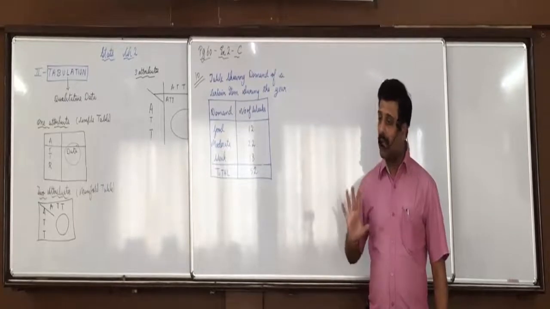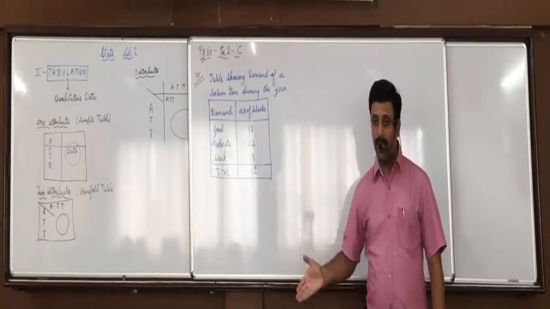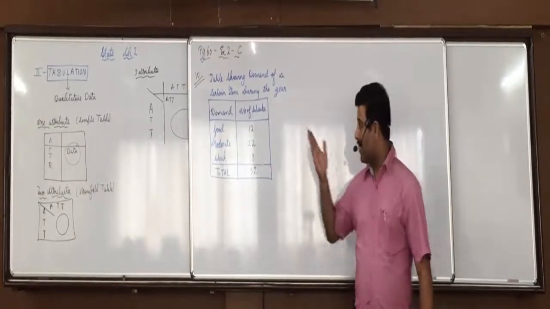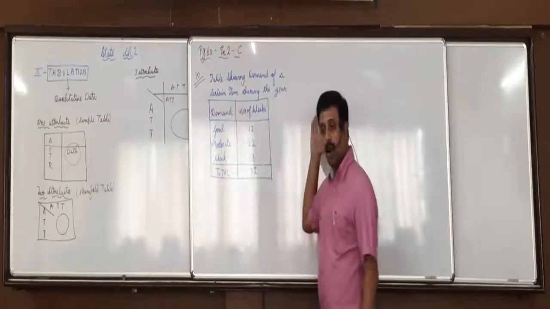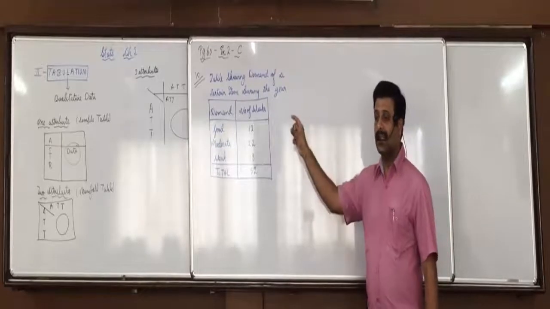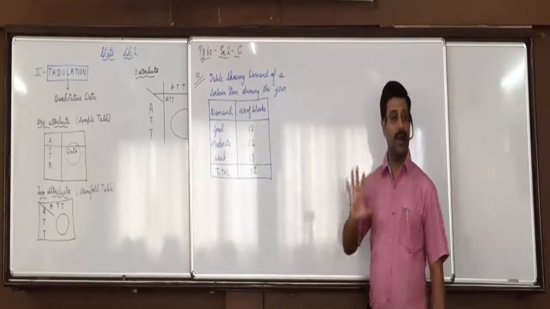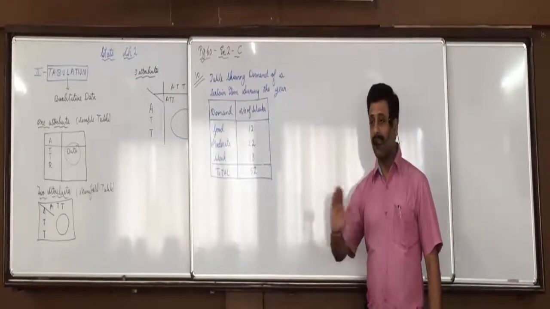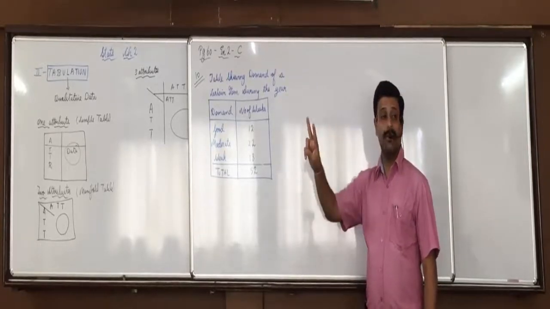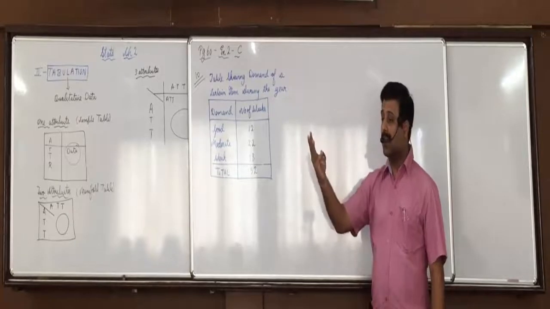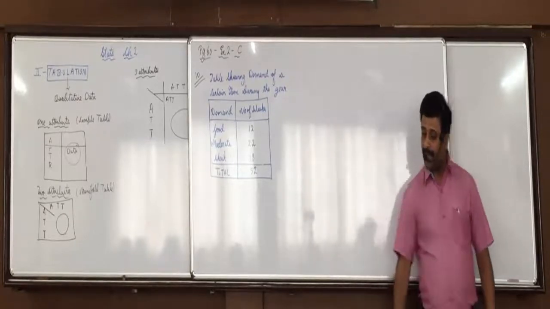Whichever first attribute comes in the question, we'll write it in rows. Second attribute in columns. Third attribute in sub-columns. So confusion will not arise. We'll follow a simple straight rule: first attribute, rows. Second attribute, columns. Third attribute, sub-columns. Any confusion in that?